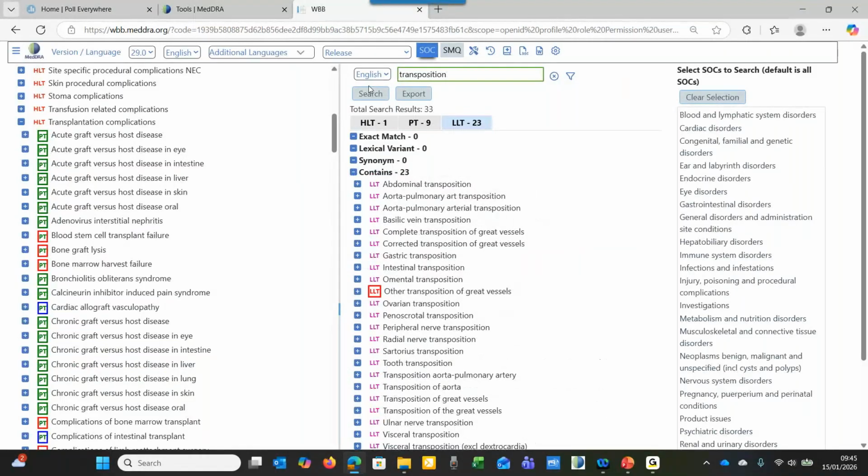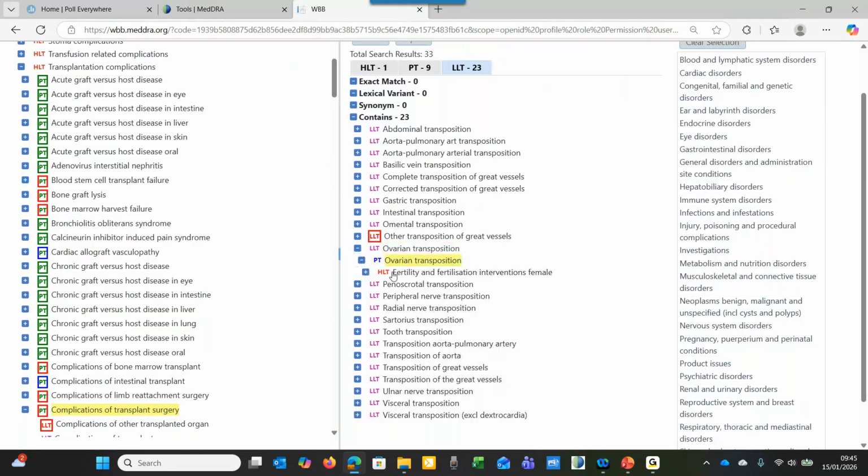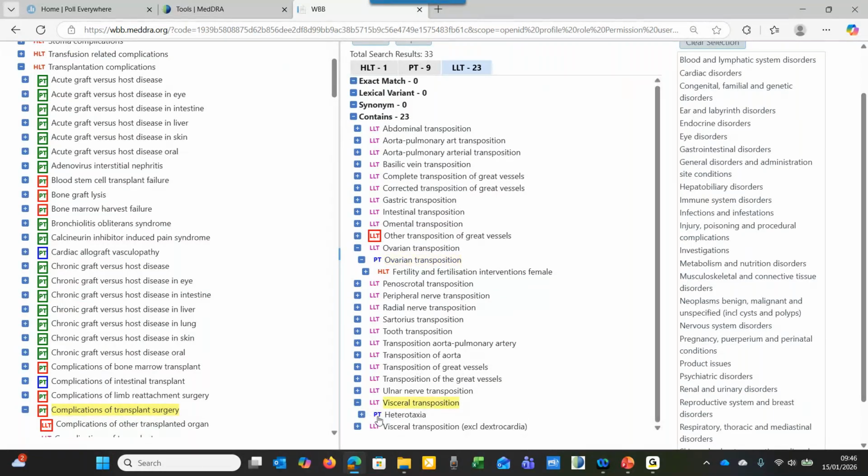So we've got a number of transposition terms. Abdominal, gastric, intestinal, ovarian, there it is. The ovarian transposition is at the PT level. It comes under fertility and fertilization interventions, female. So that supports what we saw in our medical references. We see some other transposition terms. Transposition of great vessels, visceral transformation. So viscera are internal organs. That has a PT of heterotaxia, but it has an HLT of congenital disorders.